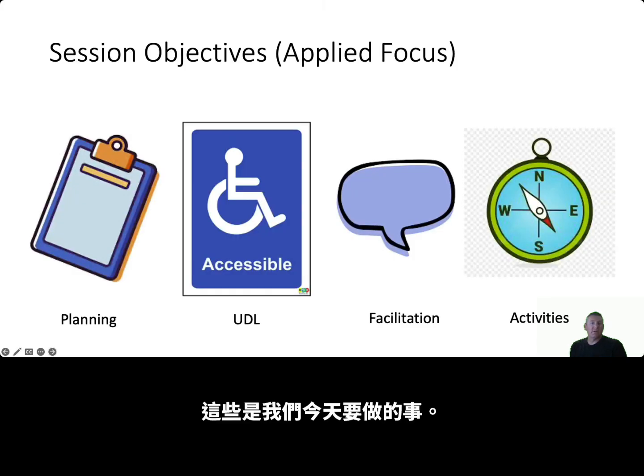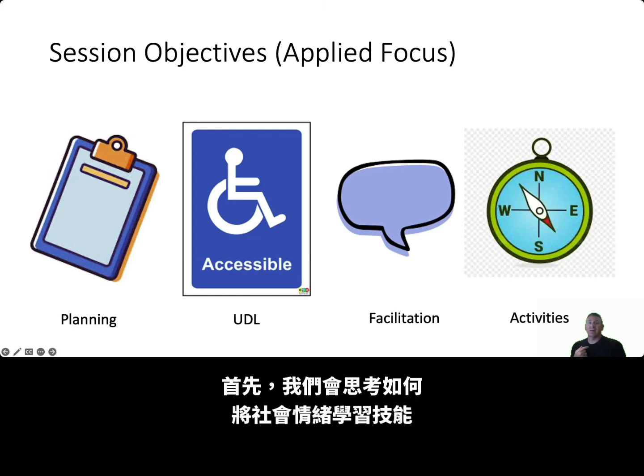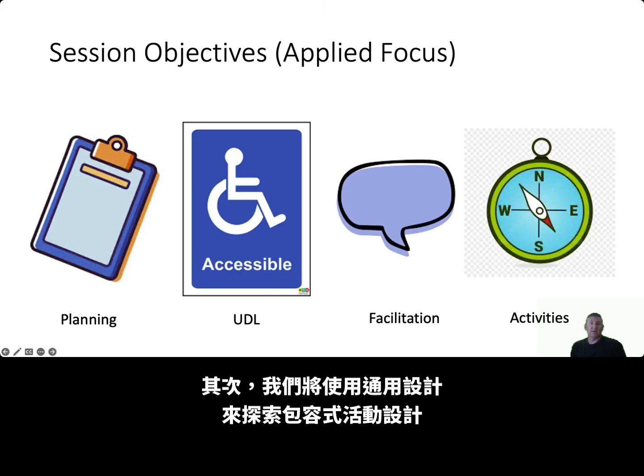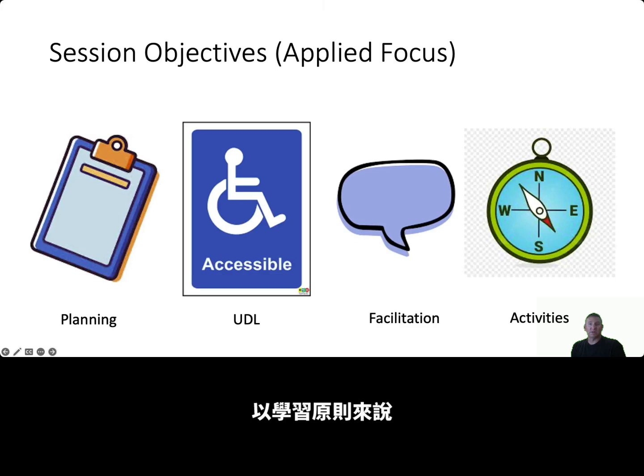Here's what we're going to do today. Our applied session has 4 main objectives. First, we'll look at how to intentionally plan physical education lessons that develop social emotional learning skills. Second, we'll explore inclusive activity design using universal design for learning principles, how to plan for the full range of learners and abilities right from the start.